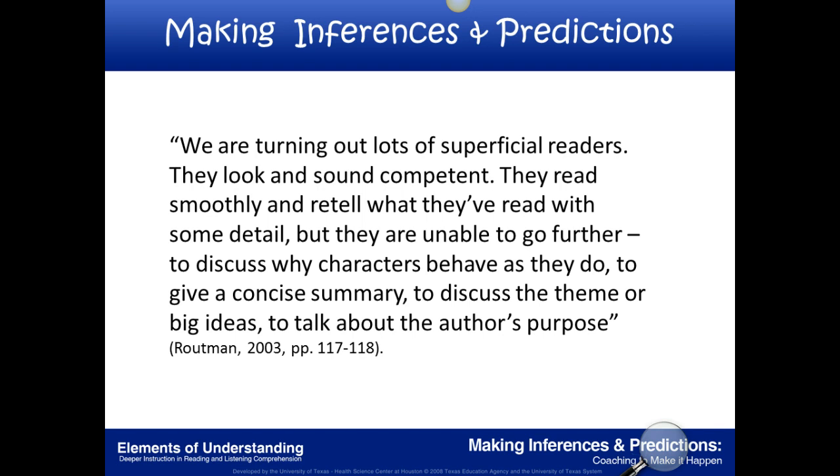Routman says that we're turning out lots of superficial readers. They look and sound competent. They read smoothly and may be able to retell what they've read with some detail, but they're unable to go any further, to discuss characters and why they behave the way they do, or to give a concise and brief summary, or to discuss the theme or big ideas, or talk about the author's purpose or the author's viewpoint.